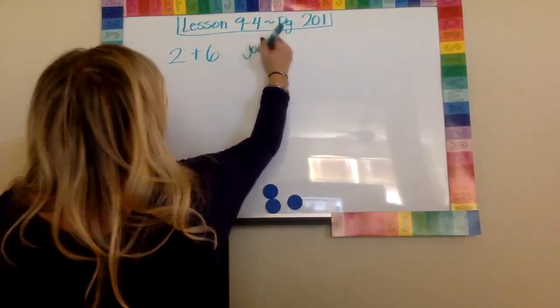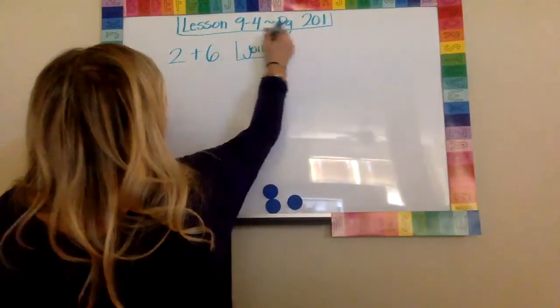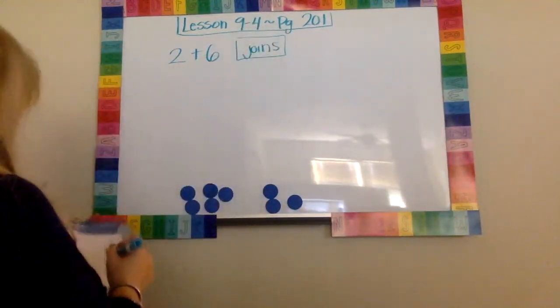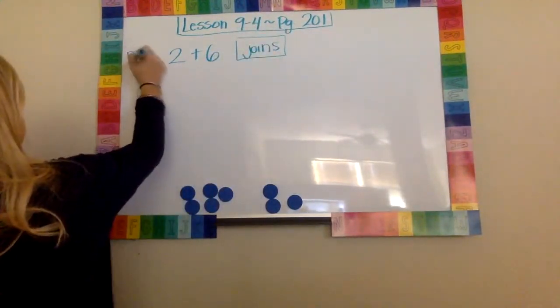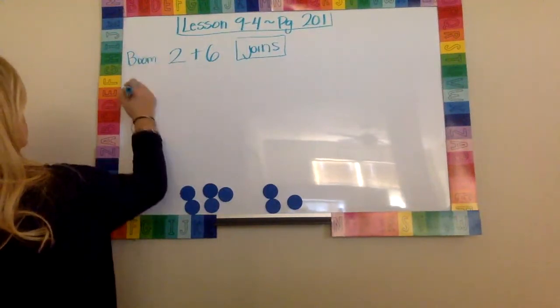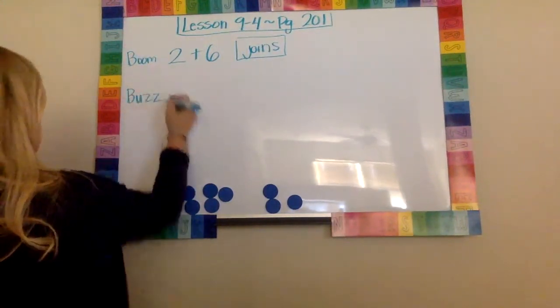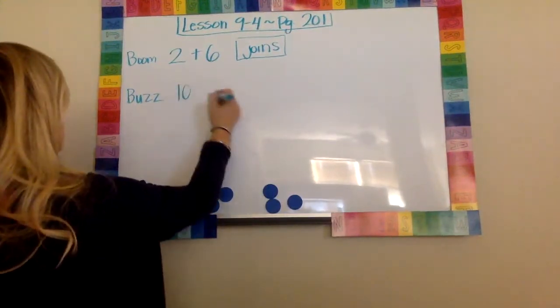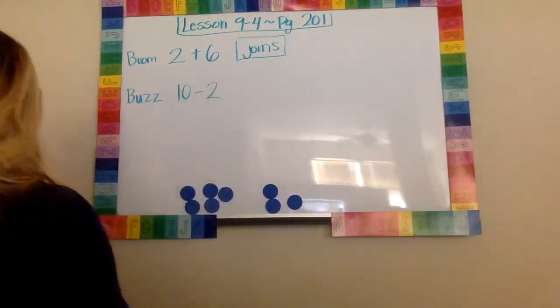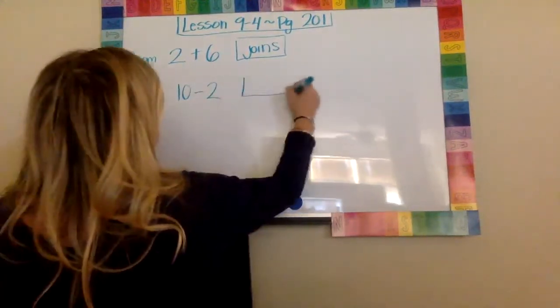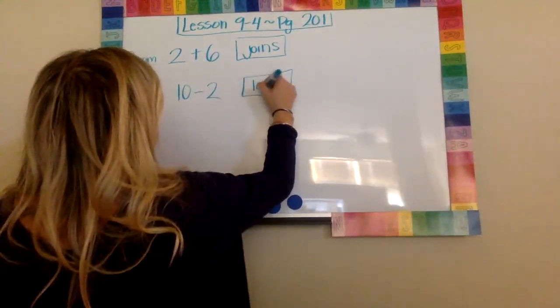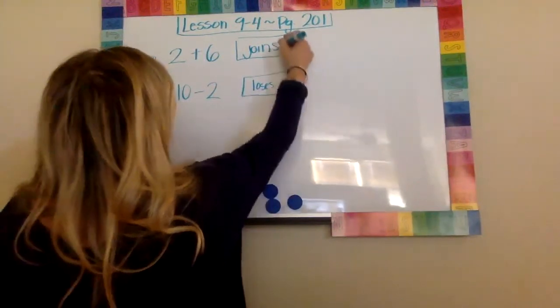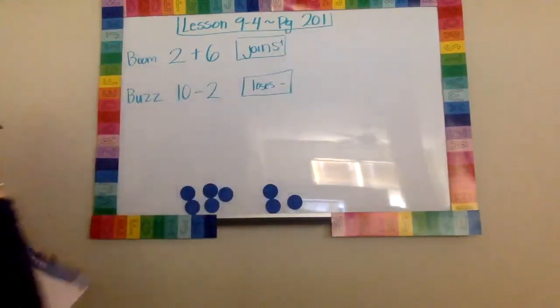Joins is your key word. That's like putting them together. It's when you add something. Oh, and we'll say this is Boom. And this is Buzz. Buzz has 10 cubes, but then loses 2. And loses is the word that says we're subtracting. Joins tells us we're adding.